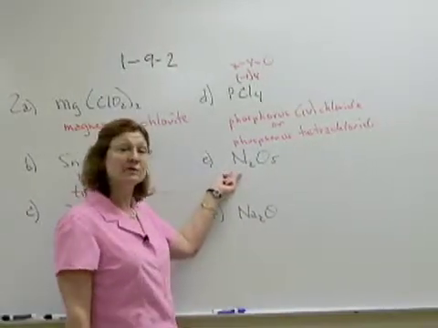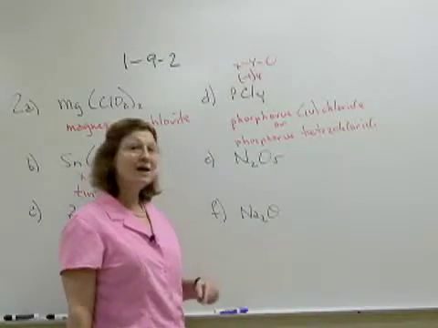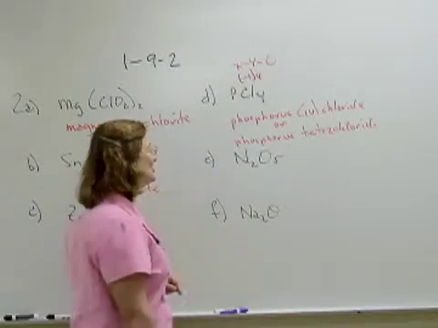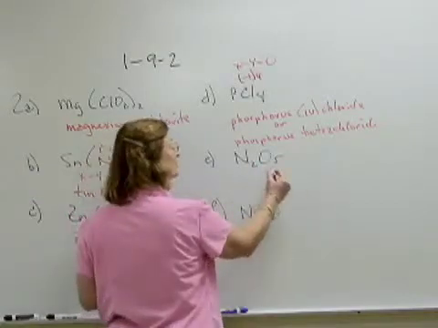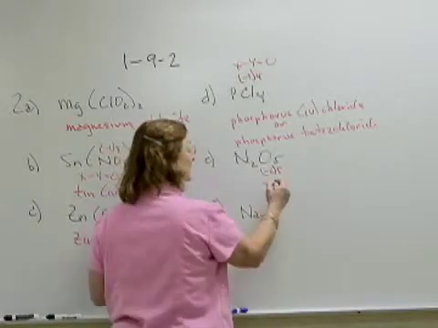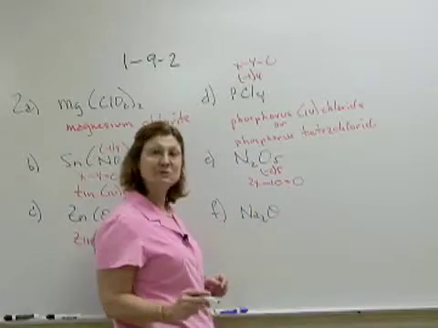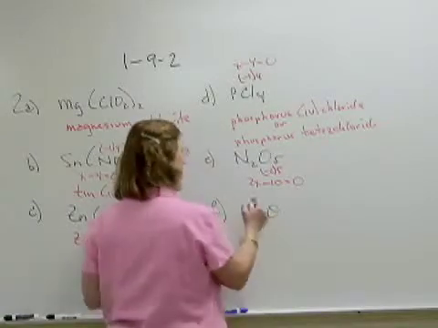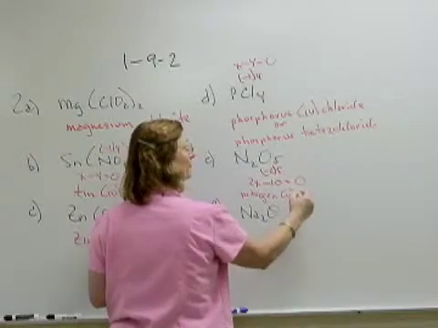Again, we have a nonmetal with nonmetal. So I could call it dinitrogen pentaoxide, but that's not the way I'm going to give it to you. So we need to review both ways. Oxygen has a -2 charge. There are 5 of them, which gives me a -10. There are 2 nitrogens and compounds must be 0. In this case, nitrogen is +5.